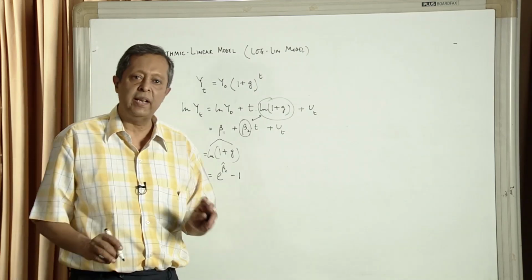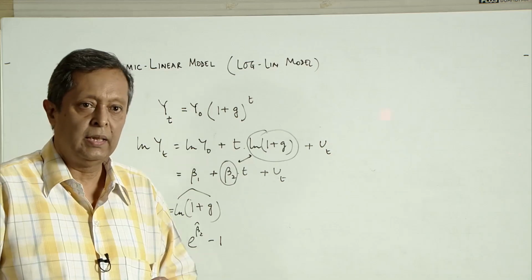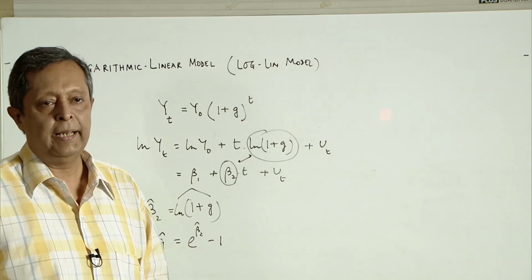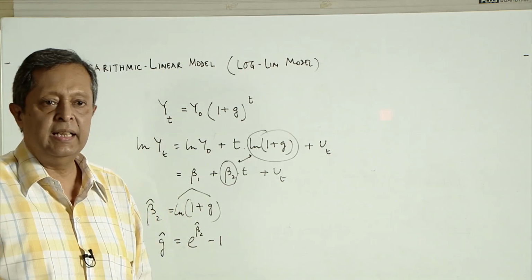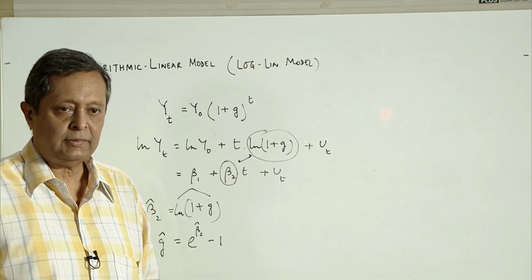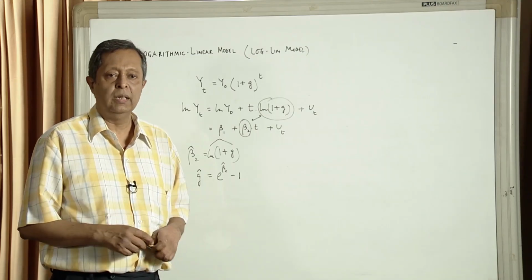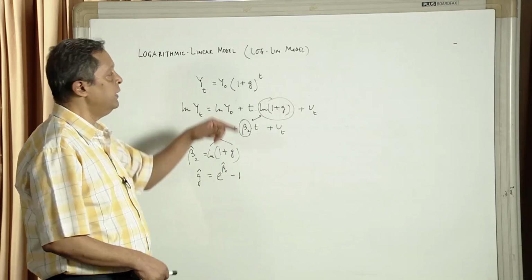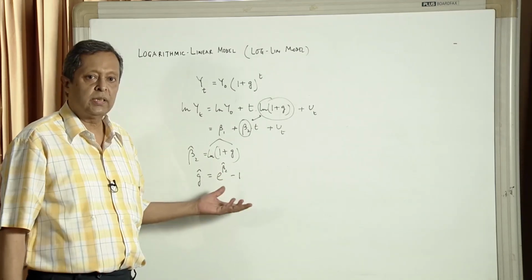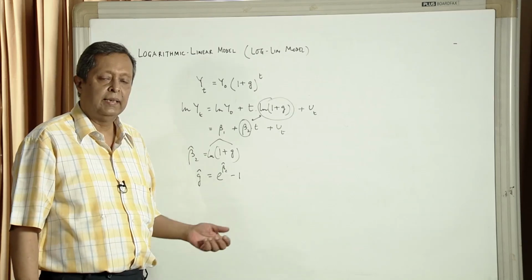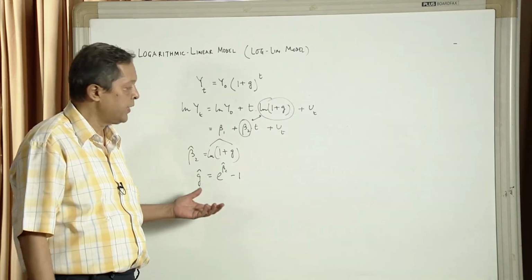So, these are three basic nonlinear forms that we have studied in this module, namely the linear logarithmic model, lin log, the double log model, log log model, and finally the log linear model, which is used as a simple model to estimate the growth rate or the trend.